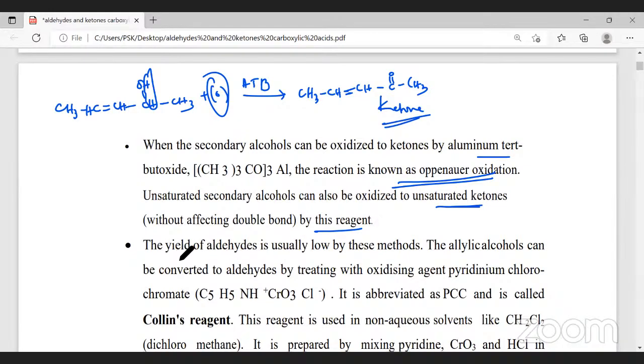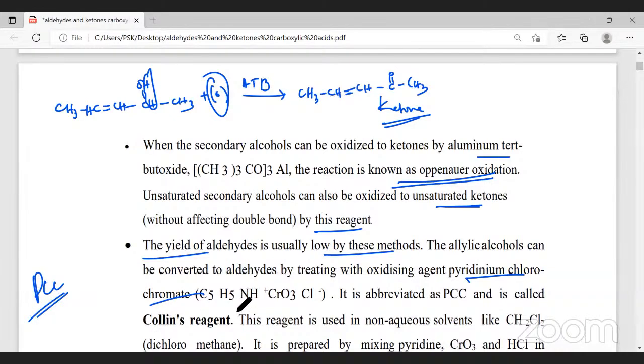The amount of aldehydes yielded by these methods is usually low. So by over-oxidation, the quantity of aldehyde formed is usually low. Allylic alcohols can be converted to aldehyde by treating with an oxidizing agent like pyridinium chlorochromate, abbreviated as PCC. We will be using this oxidizing agent also later.